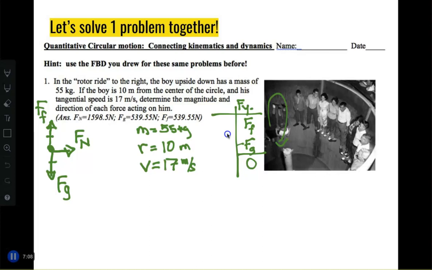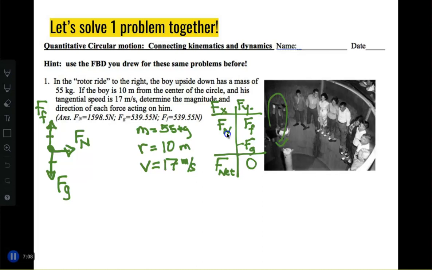And then in the direction that's along the radius of the circle, I'm going to call that the x direction, or you could call it the radial direction. We have this normal force from the wall. And this normal force from the wall is the force that's allowing the boy to move in a circle. So we know that it actually is going to add up to the net force that is causing him to move in a circle. Cool.